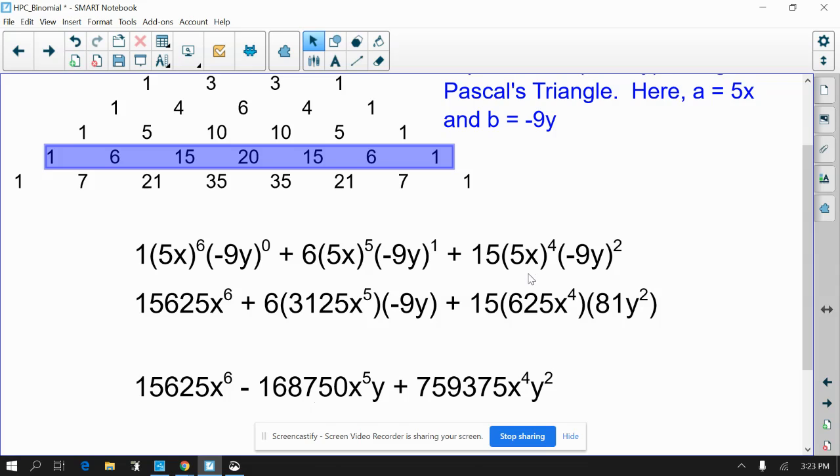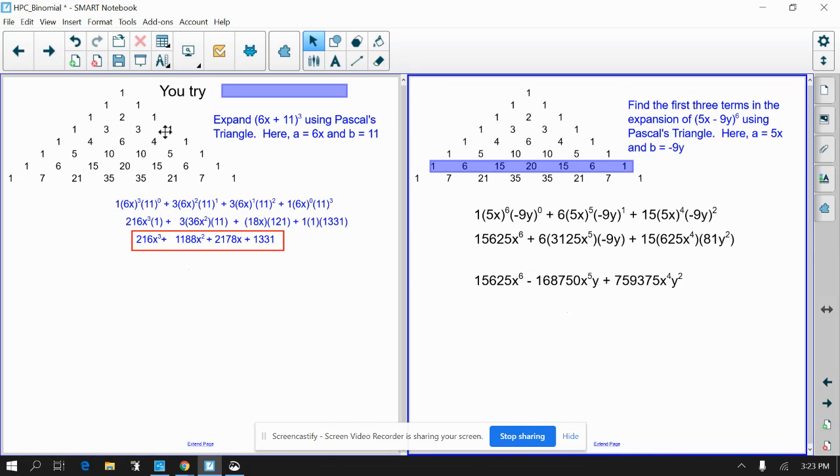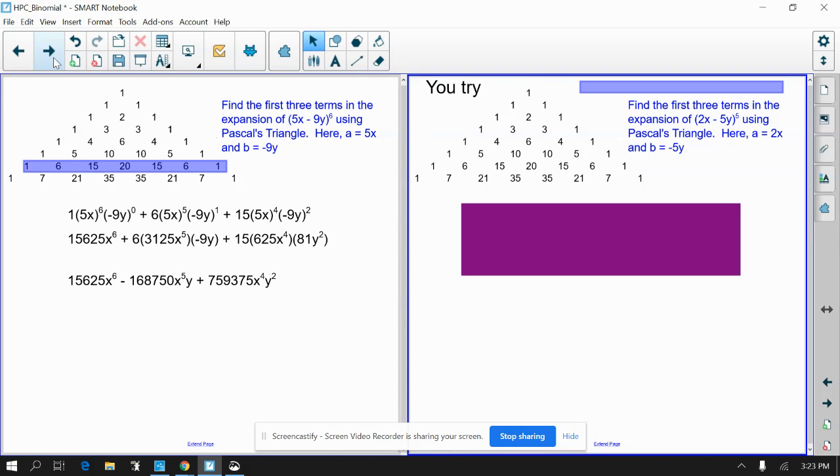And then the third term, the 5x to the 4th becomes this. The negative 9, well, you're squaring a negative, that's always a positive. So it's positive 81y squared. You multiply these out, and you get this. This is definitely one of those topics that looks easy when it's demonstrated, but when you try to do it, you don't know why you're not getting the right answer. So you really have to please do the homework.